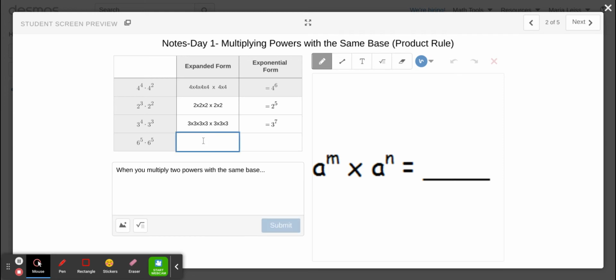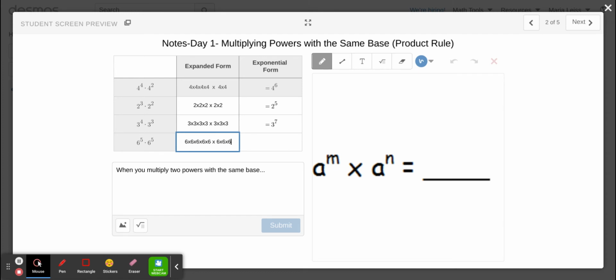This really isn't that hard. Hopefully you're seeing that. All right, last one. 6 to the 5th looks like 6 times 6 times 6 times 6 times 6. 5 times. Did I do that? 1, 2, 3, 4, 5. Yes, I did. And our second one is, again, 6 to the 5th.